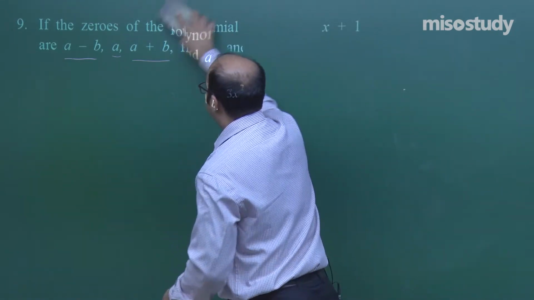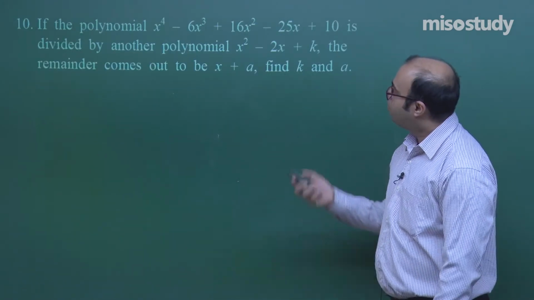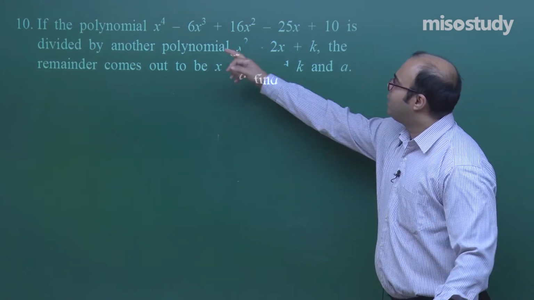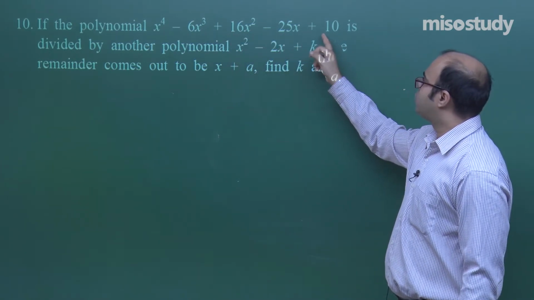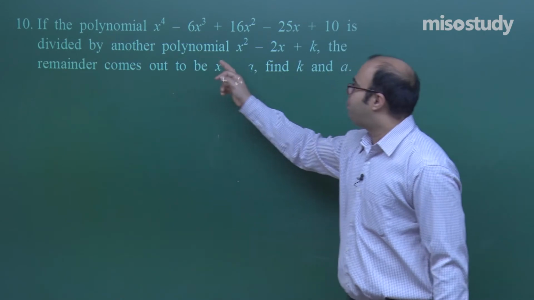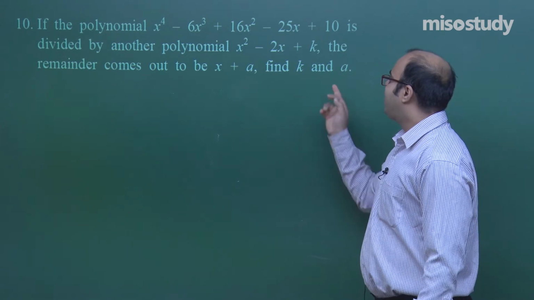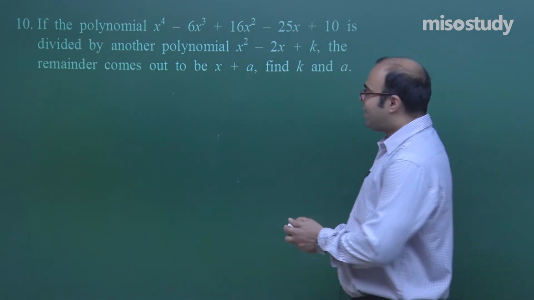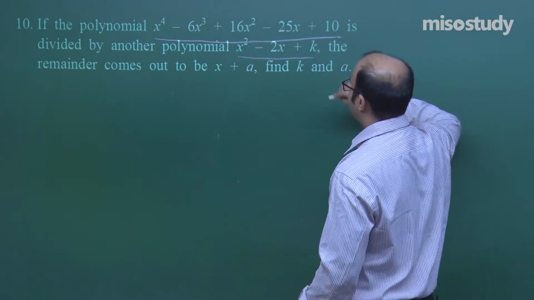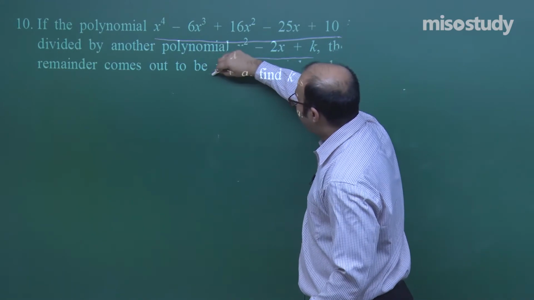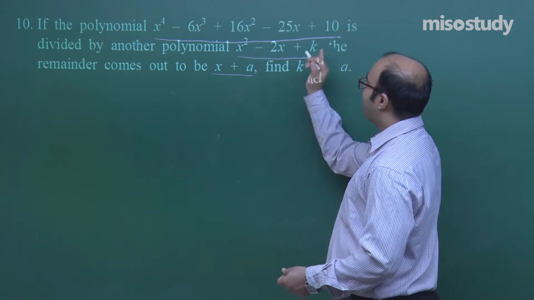Let us see the last question, which is also of 6 marks, and it may also be involving polynomial division. So if the polynomial, this is a biquadratic polynomial, x to the power 4 minus 6x cube plus 16x square minus 25x plus 10 is divided by another polynomial x square minus 2x plus k, the remainder comes out to be x plus a. Find k and a. So here this term is given as the dividend, this term is given as the divisor where k is not known, and the remainder is x plus a where a is also not known, and we have to find the value of a as well as k.